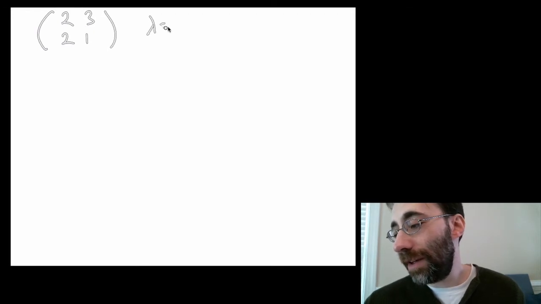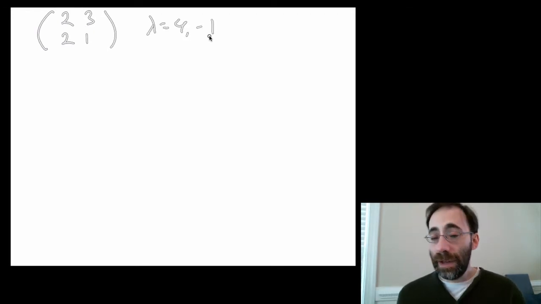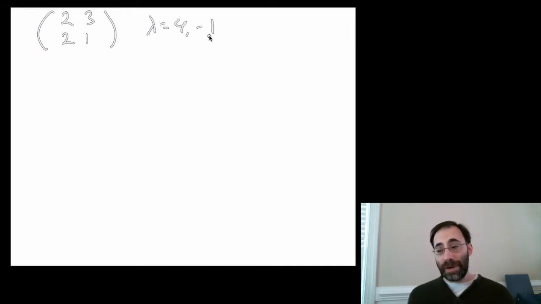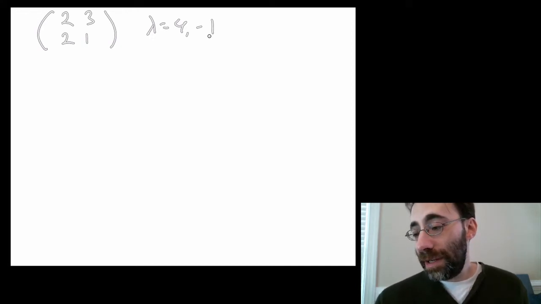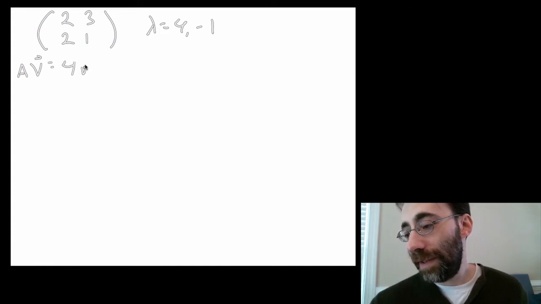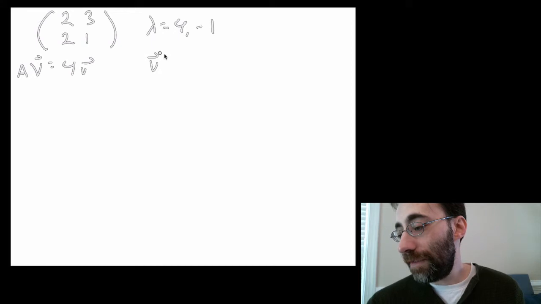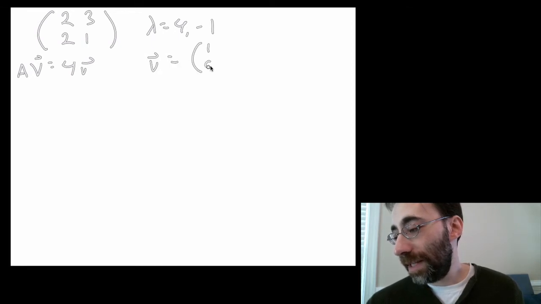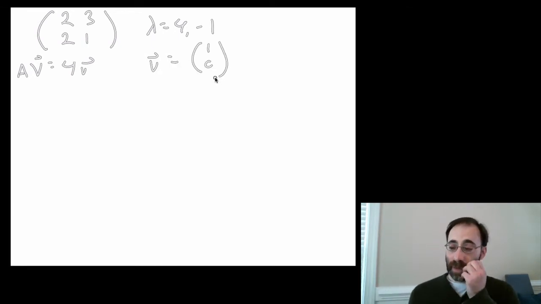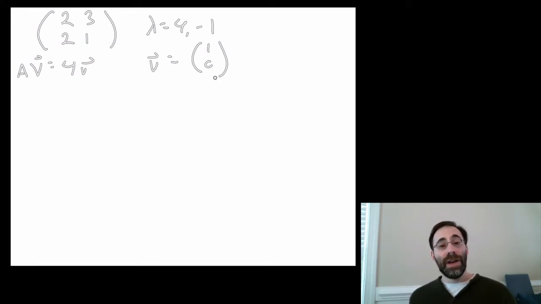And the two eigenvalues were 4 and -1. So let's start by considering the 4. That equation was Av equals 4v. We're going to call v the vector (1, c), where c is some constant. And 1 is just arbitrarily chosen because we can't define our eigenvectors up to more than a multiplicative constant. So we'll just call the first one 1 and do everything else relative to that one.